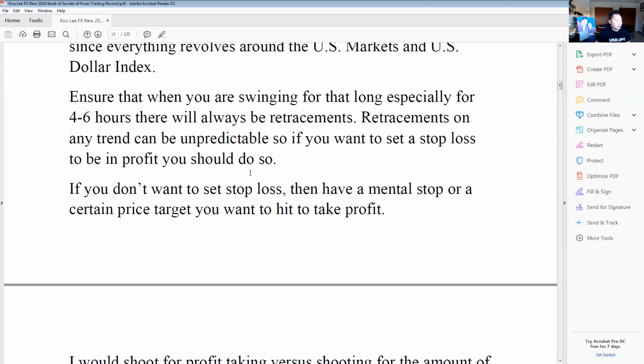Let's see here. You don't want to set a stop loss, you want to have a mental stop. And it's very important because when you're swinging for that long, you have to expect retracements all the time. If you're swinging any trade for at least 2 hours, you're going to see a little bit of retracement.